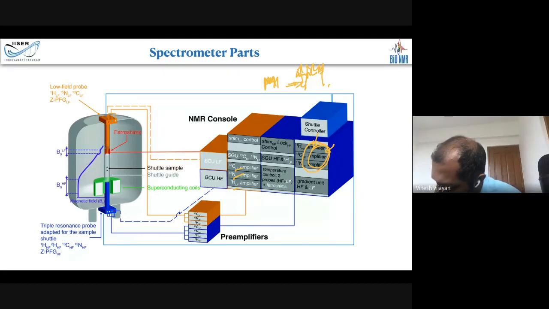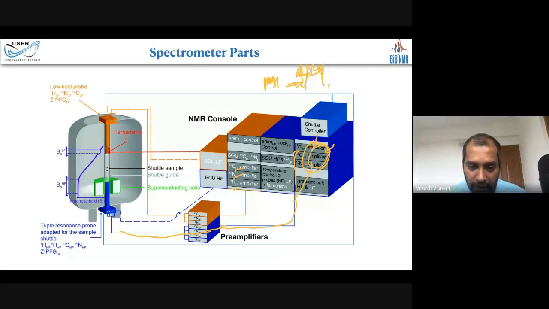Then that amplifier output goes into the preamplifier. Now when the pulse comes, this is a one-way thing. It goes through different channels. You see carbon-13, nitrogen, proton, deuterium, right? So there are different channels here. Now, why are there different channels? Because the frequencies for each of these channels and also the power required for each of these channels are different. So that is why there are different channels.